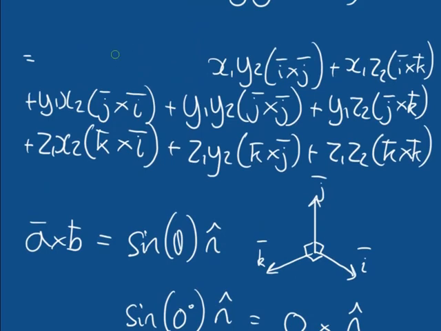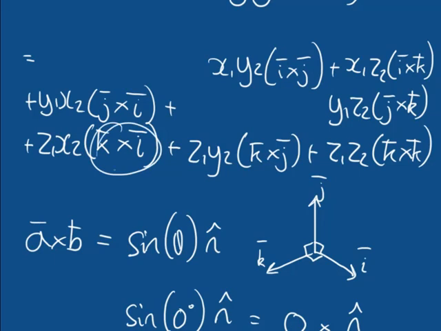Then we have I crossed with j, well that's not crossed with itself, so that's fine. I crossed with k, that's fine. J with I, that's fine. J crossed with j, they're going to result in that 0 vector, so we can remove all of this because it has no impact on our result. Fantastic. J crossed with k, that's fine. K with I is fine. K with j is fine.